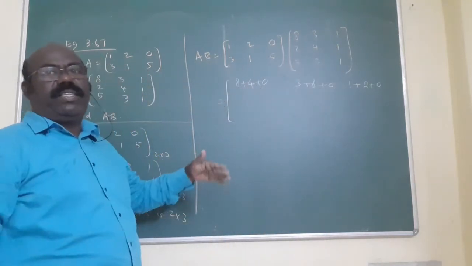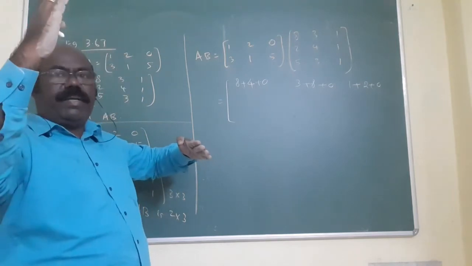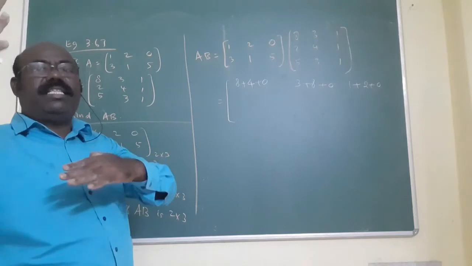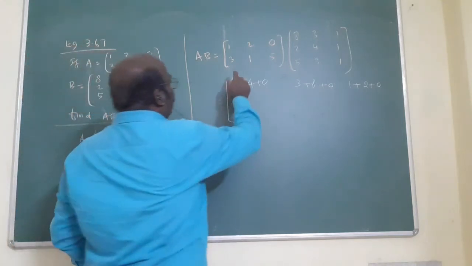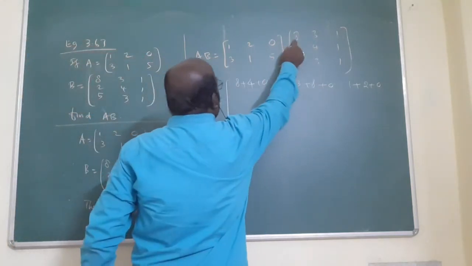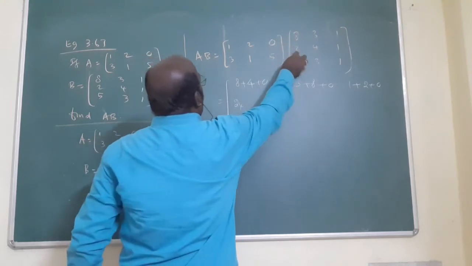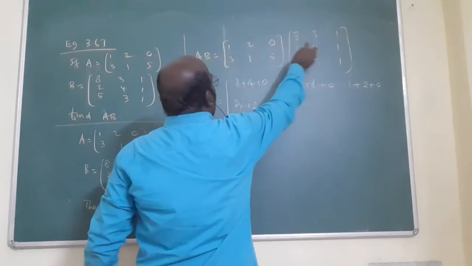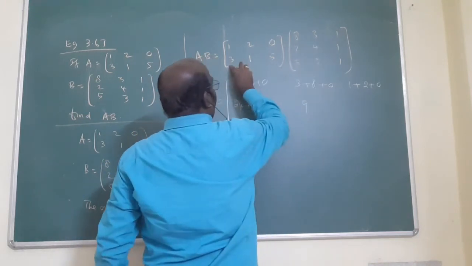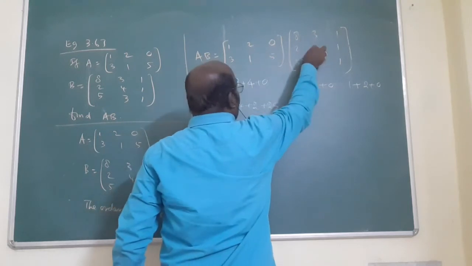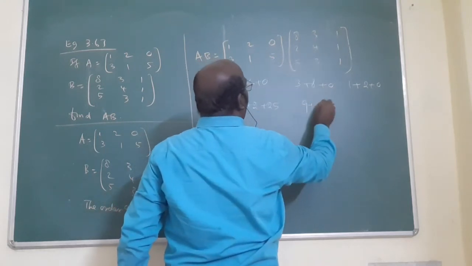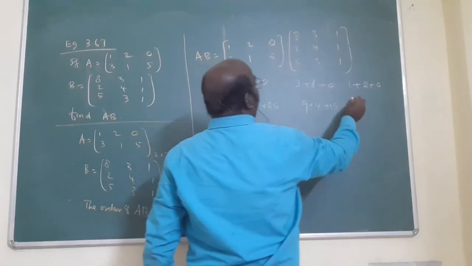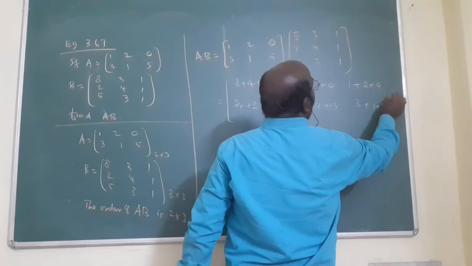The second row with the third column: here there are 3 elements, there are also 3 elements. First element with first element, second with second, third with third. In this way, multiply and add. Now, second row with first column: 3 8s are 24, 1 2s are 2, 5 5s are 25. Next, 3 3s are 9. Here the first row is over. Next element: 3 4s are 12, 1 4s are 4, 5 5s are 25. Last one: 3 1s are 3, 1 1s are 1, 5.